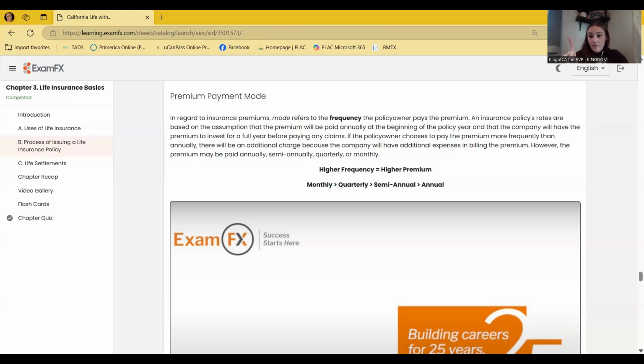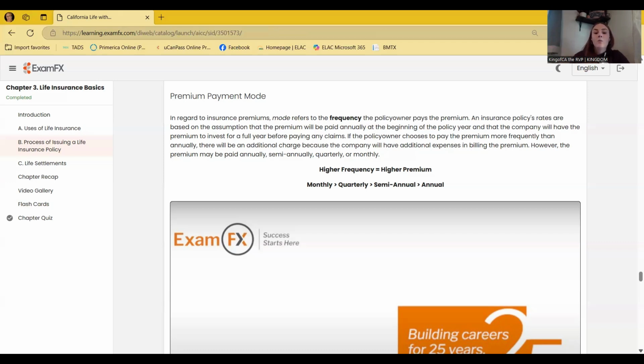There's a monthly, which most people do. There's quarterly, right? 4 times a year. There's semi-annually, which is twice a year. And then there's annually. You could pay your insurance premium once a year if you wanted to. I've had clients do that.